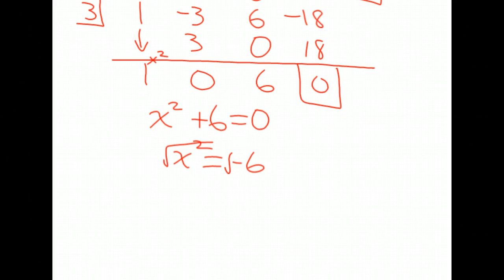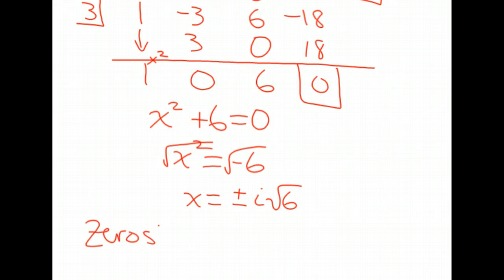Square rooting both sides, I get x equals, don't forget, whenever you square root both sides, you have to put plus or minus as soon as you introduce the radical. The negative comes out as the i, and the square root of 6 doesn't simplify, so it stays square root of 6. So my 4 zeros that this polynomial has are negative 1, 3, positive i root 6, and negative i root 6. And that's how we find the zeros of a polynomial if I can't factor.